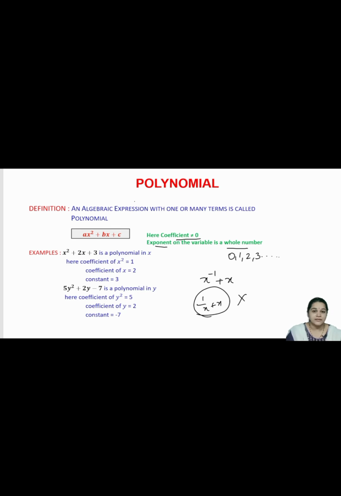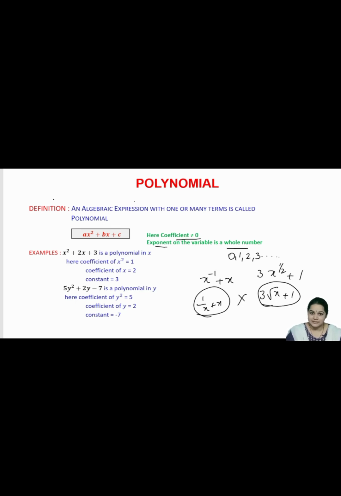So the power or exponent of a variable must be a whole number, it should not be negative, and it must not be a rational number. Suppose for example we consider 3x power 1 by 2 plus 1. Here x power 1 by 2 can be written as root x plus 1, and ultimately it is not a polynomial.